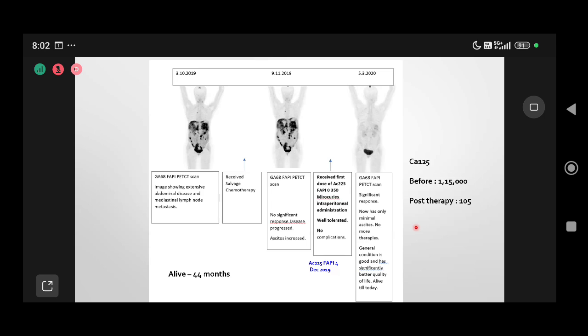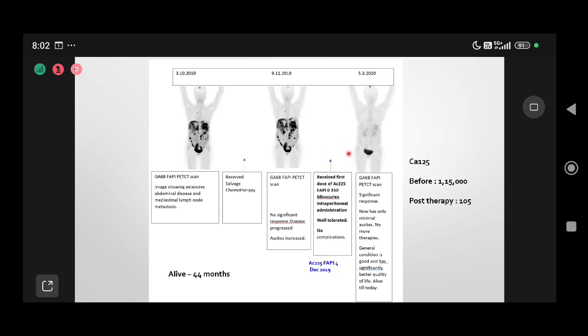This was another patient where the therapy was done with actinium FAPI. This was a FAPI PET CT scan where we can see it very nicely. There is a distant metastasis over here, and also the peritoneal disease, which are expressing FAPI. All these black areas are FAPI-expressing areas. It was progressing on chemotherapy.